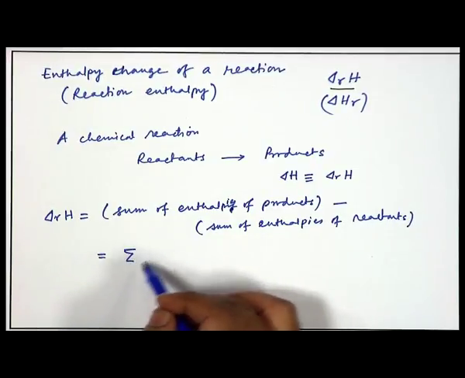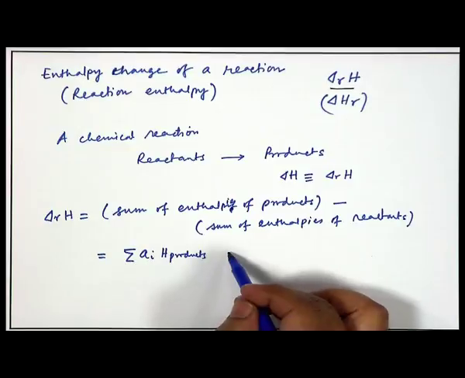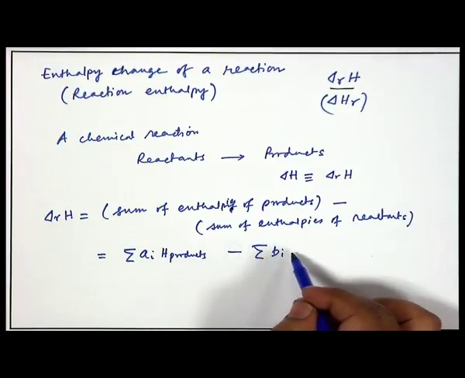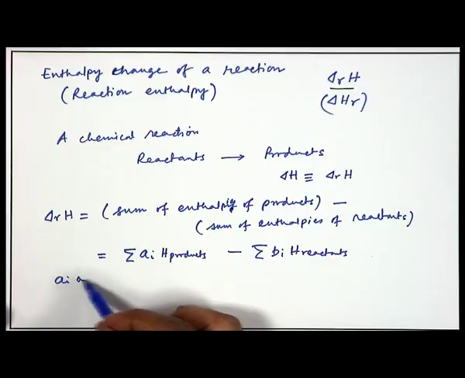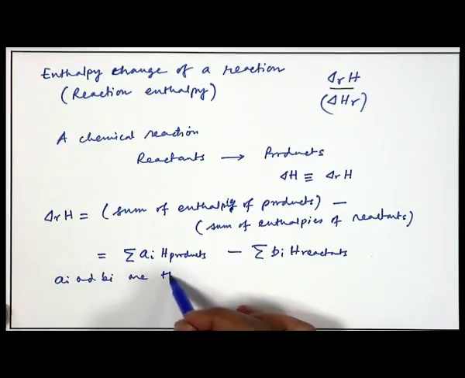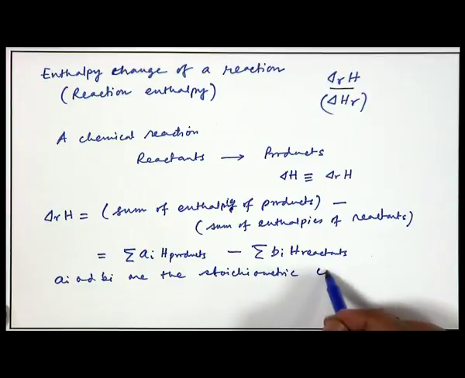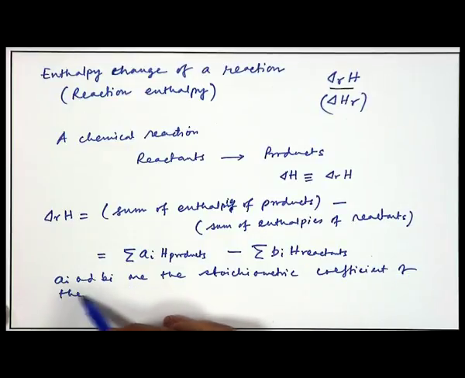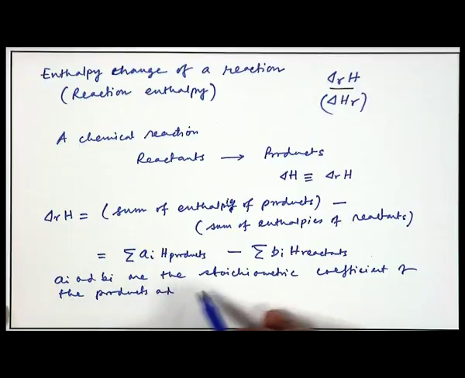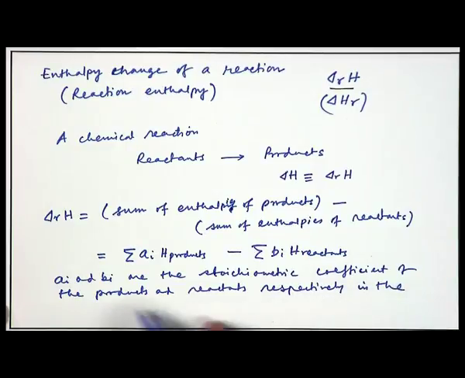We can write it as summation of a_i H products minus summation of b_i H reactants, where a_i and b_i are the stoichiometric coefficients of the products and reactants respectively in the balanced equation.